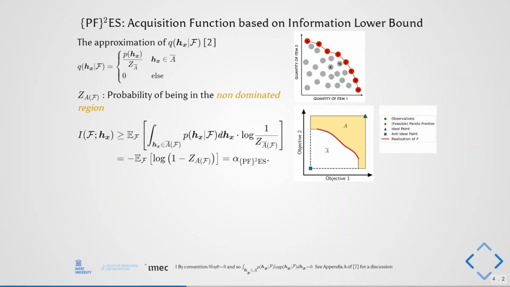And with this notation, we can plug this approximation into the information lower bound formulation to obtain a quite neat expression of the acquisition function, which we denote as PF2ES.